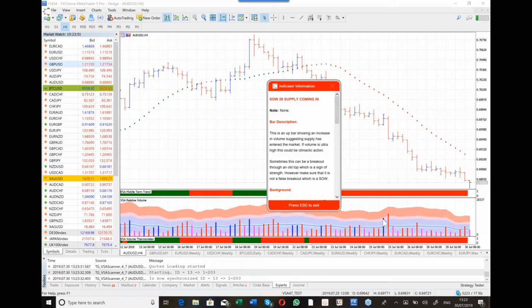Because you're seeing there a very important principle that Tom loved, a sign of weakness. But look at the spread, very narrow compared to these other wide-spread down bars. It's in a downtrend, it's in the right place. We know on the weekly chart it's going down, we know on the daily chart it's going down. This is a 4-hour chart.